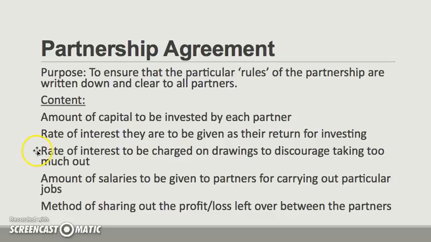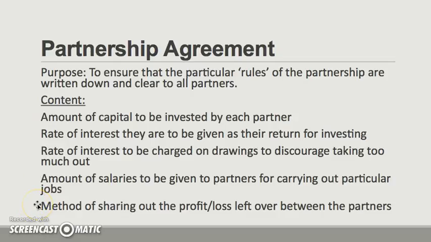Thirdly, the rate of interest to be charged on drawings in order to discourage one partner taking more out than the others, leaving no profit left for the others. They will have to pay back more in interest on drawings as a sort of recompense to the others. And then the next one, amount of salaries to be given to the partners. If the partner has a particular role or job within the partnership, extra responsibility for example, then this means they should see a little bit more of the profit as a return on that.